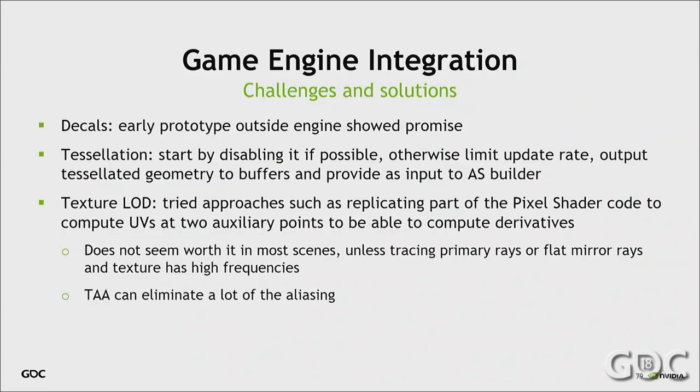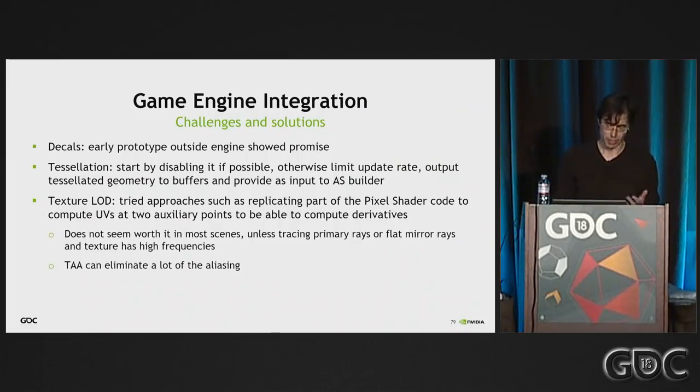So, all right, that's almost done. There are a few challenges that we haven't fully tackled yet, but we believe there are solutions for them. And here are some of them. One is decals. We have a prototype outside of the engine that is very promising, and we would like to integrate that eventually. Tessellation is disabled in our current prototype. It requires somehow streaming out or writing out the output of the tessellator into a memory buffer we can provide to the acceleration structure builder as input, and it will probably require a lower update rate than the tessellation pipeline handles today in raster.